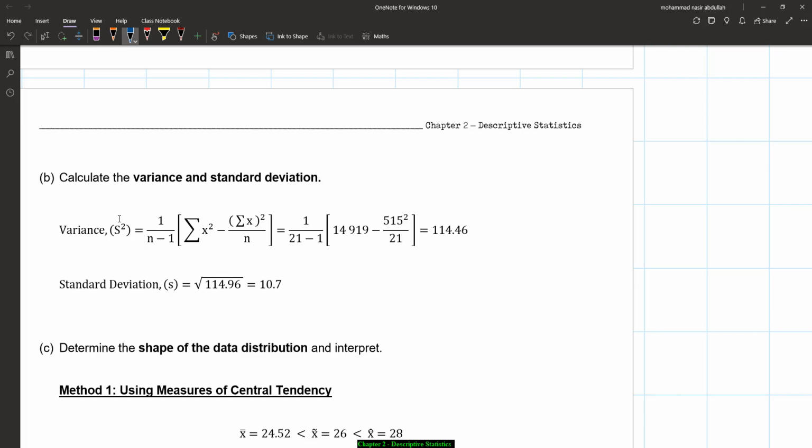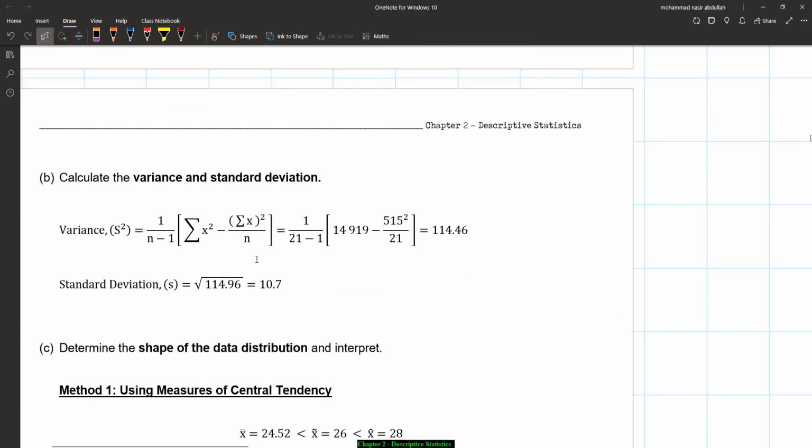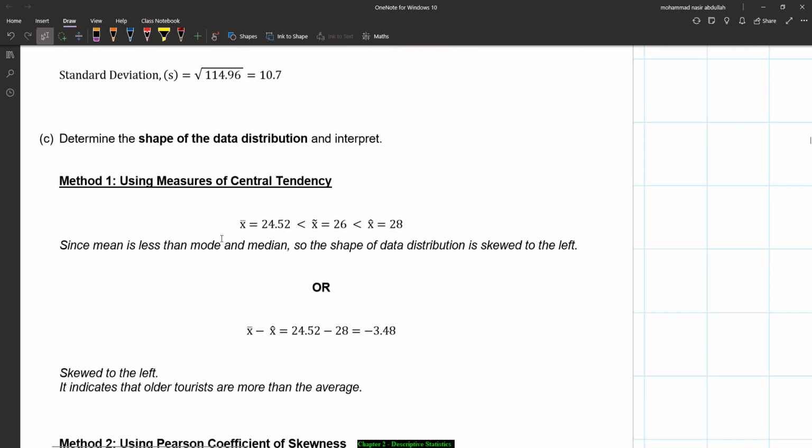So you just input the data into calculator, right? All the data ni masuk dalam calculator, right? You need to find the value of summation of x square, summation of x, and then you input the calculator, then find the value for variance and standard deviation as well, right? And to find the shape of data distribution, remember there are 3 methods. I already showed to you 3 methods.